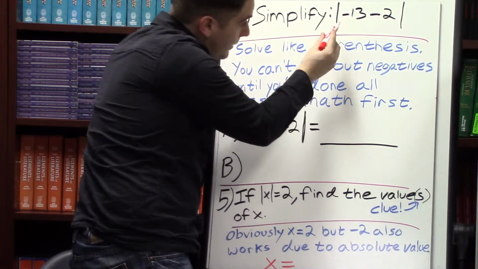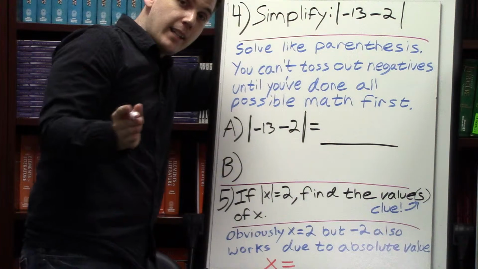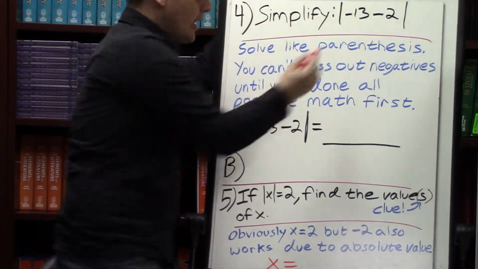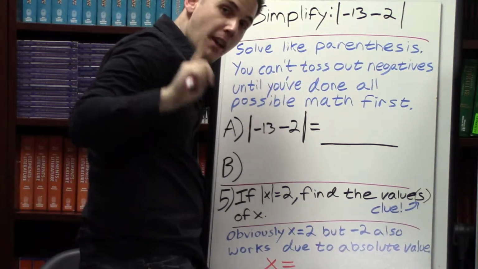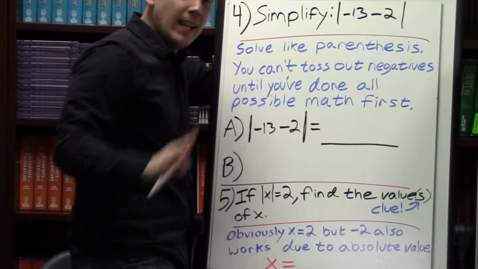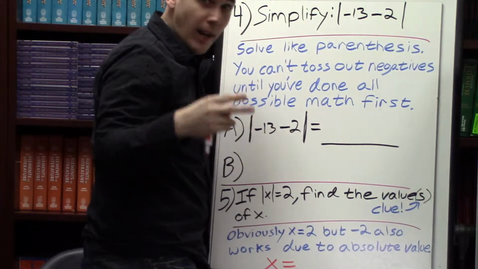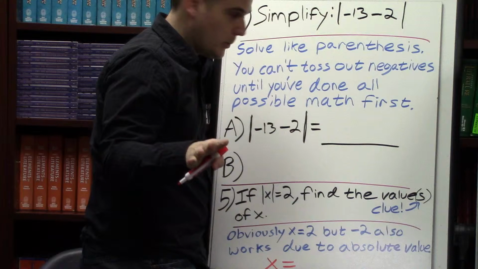Simplify the absolute value of -13 minus 2. Solve it like it's parentheses. You can't toss out any negatives until you solve this math problem inside the absolute value bars first. A lot of people want to go, oh, absolute value, throw the negatives away. Not yet. You've got two different numbers. You need to add, subtract, multiply, divide, whatever first before you can throw any negatives away.